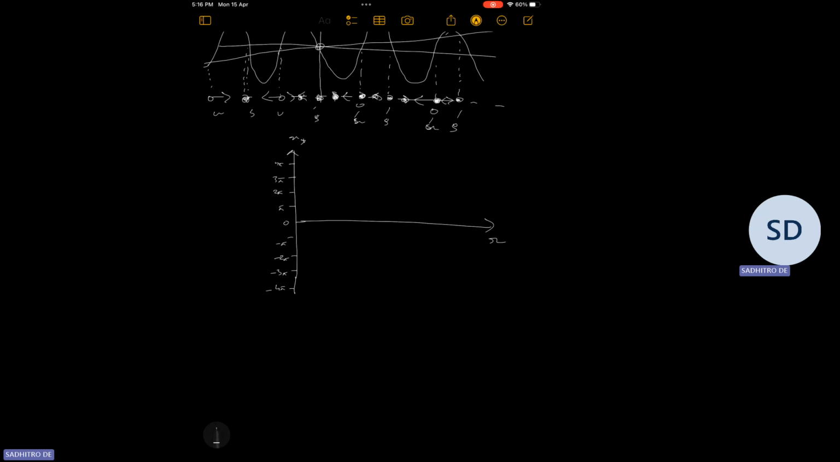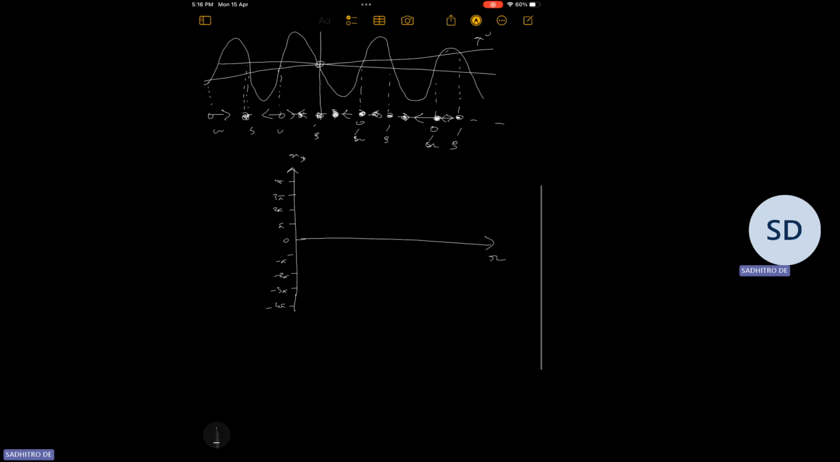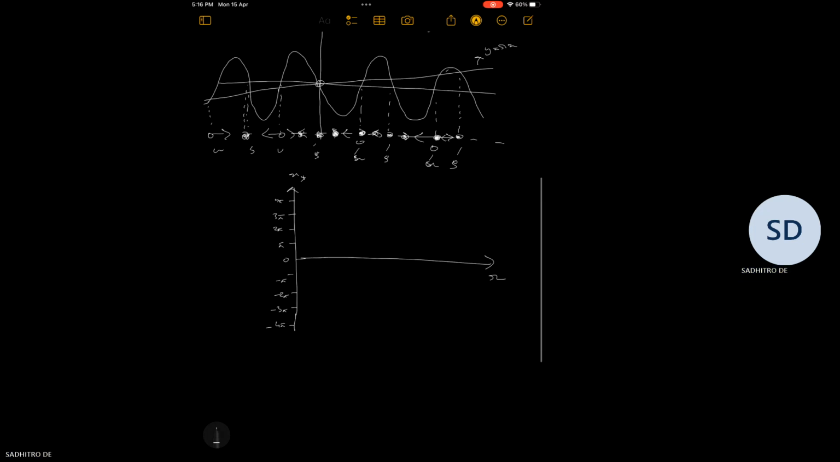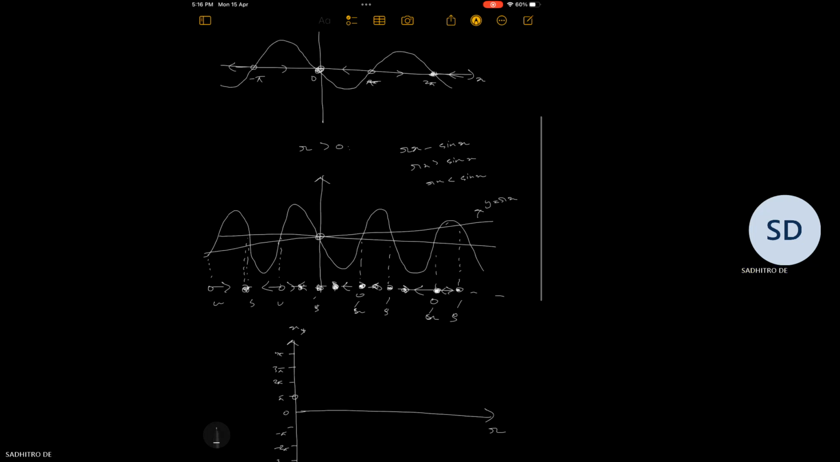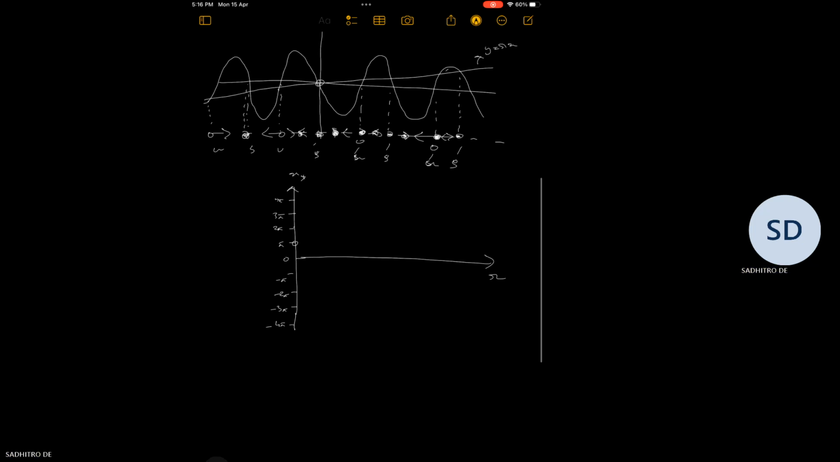Okay, so initially the origin was a stable fixed point and it's unstable, right? Now you go to 0, so stable, unstable, unstable. So we are also saying stable. Okay.